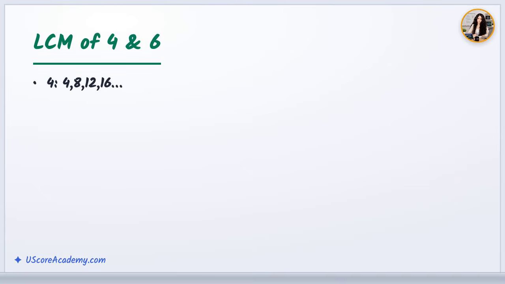Let's find the LCM of 4 and 6. Count by 4s: 4, 8, 12. Count by 6s: 6, 12. The first multiple they both hit is 12, so the LCM is 12.